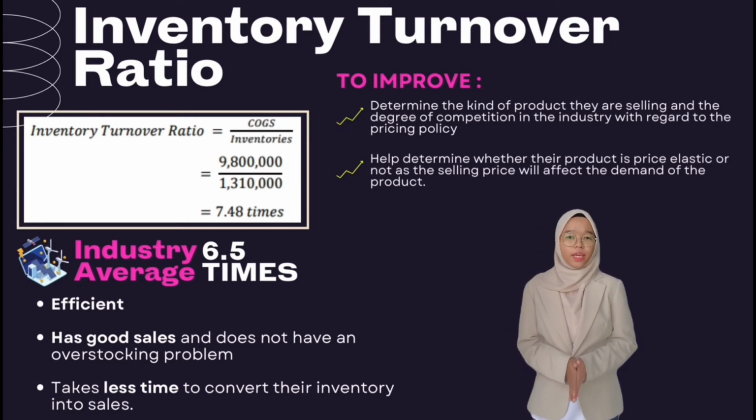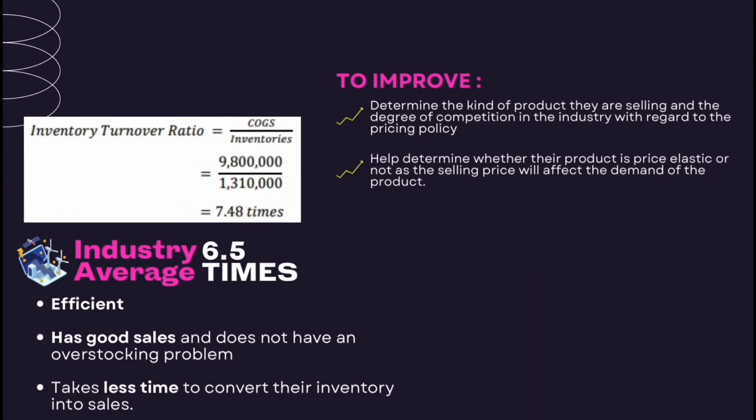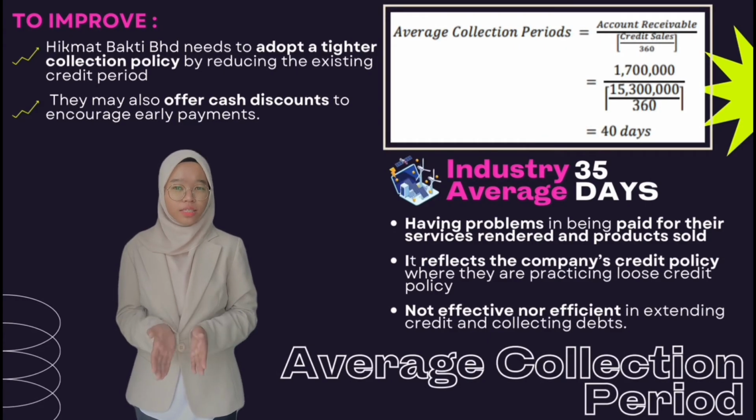To improve, Hikmat Bakti Berhad will have to determine the kind of product they are selling and the degree of competition in the industry with regard to the pricing policy. This will help determine whether the product is price elastic or not, as the selling price will affect the demand of the product. Hikmat Bakti Berhad is taking a longer time, which is 40 days, to collect their receivables as compared to the competitors in the industry, 35 days.